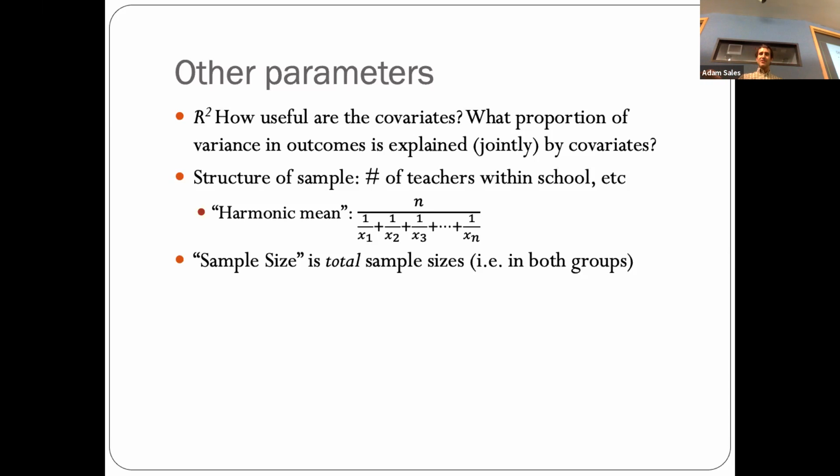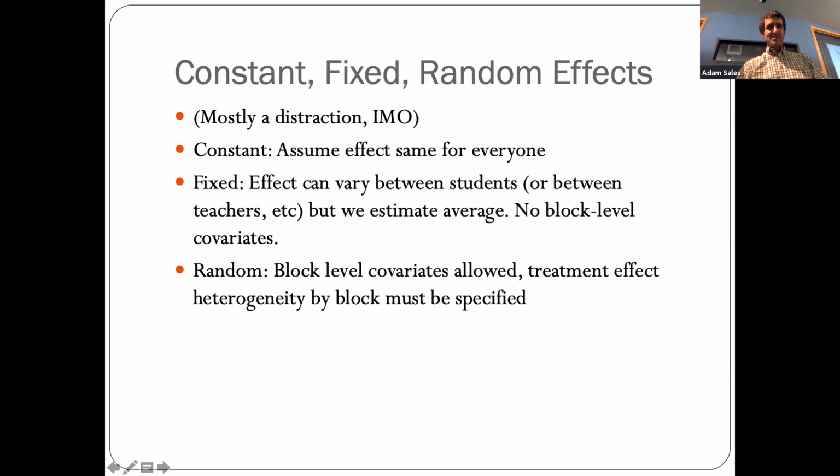And then if you're in the treatment condition, I know exactly what the treatment effect was, right? It's whatever you got minus whatever you would have gotten in the control condition. So high R-squared is good. You want your covariates to predict the outcome. And then, you want to know how many teachers within schools and the total sample size, things like that.